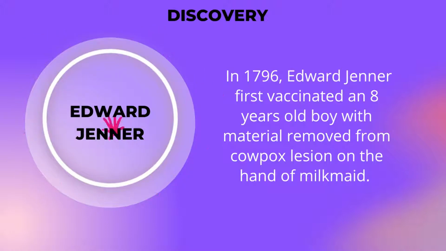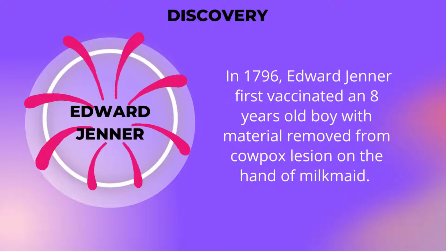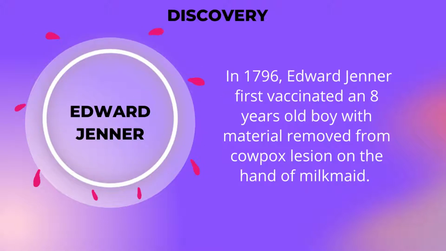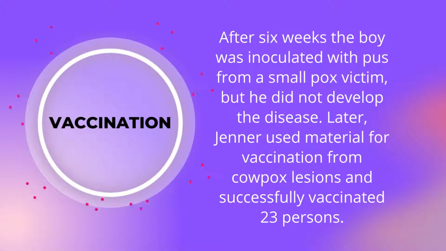In that experiment, he took material from lesions, wounds, present on the hands of a milkmaid. The milkmaid got these lesions from her cow, because animals also have pox, and at that time it was called cowpox. From those lesions he took material and injected it into an 8-year-old boy. After 6 weeks, almost 1.5 months, the boy was inoculated with pus from a smallpox victim.